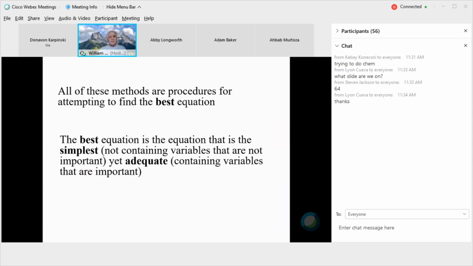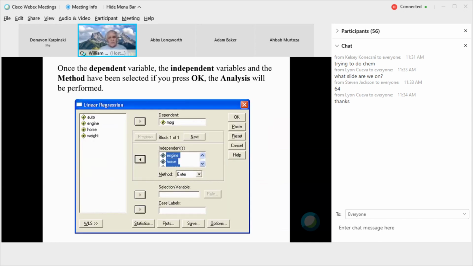All of these methods are trying to find the best equation. The best equation is the one that's simplest, doesn't contain variables that are not important, but is adequate. It contains variables that are important. So once the dependent variable and the independent variables are selected, and the method is selected, you press OK, and the analysis will be performed.